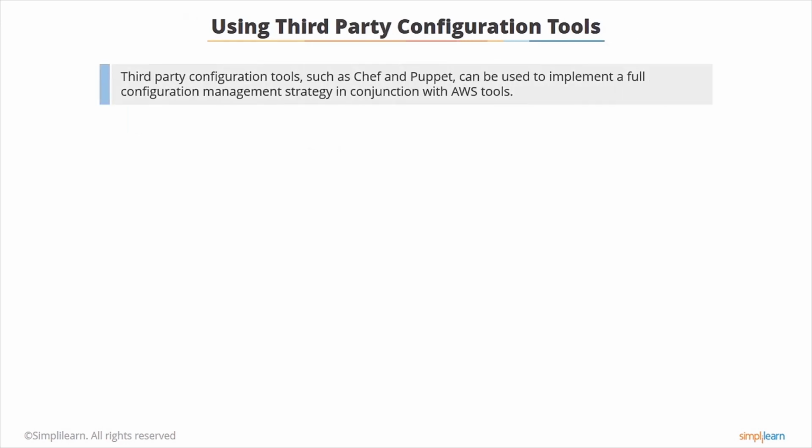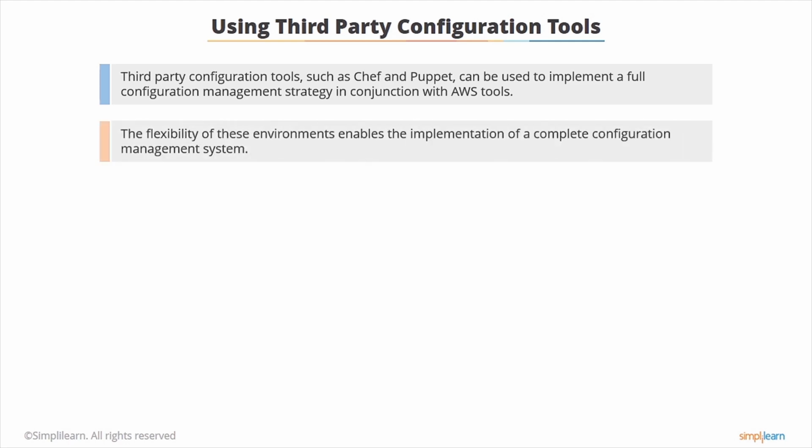Third-party configuration tools, such as Chef and Puppet, are used by many AWS customers to start new Amazon EC2 instances in an automated and repeatable manner. The flexibility of these environments enables the implementation of a complete configuration management system. This screen illustrates one way in which configuration software can be integrated within an AWS architecture.